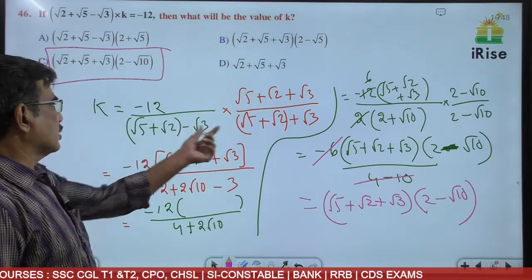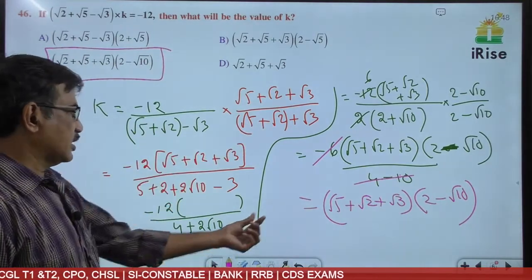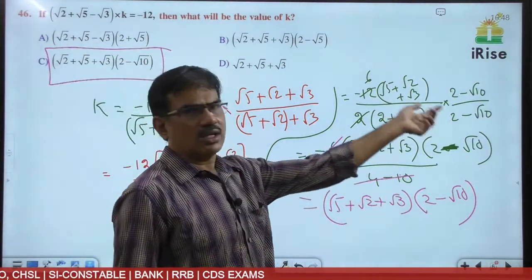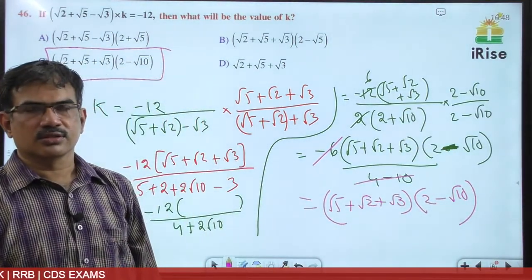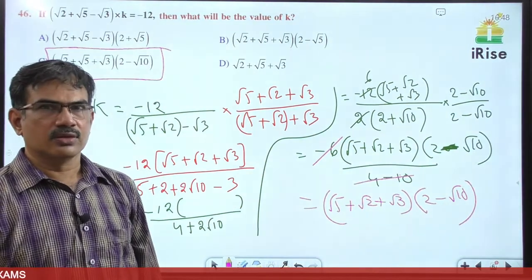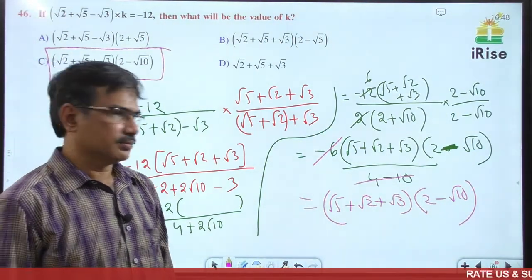Okay, just first rationalize like this. After getting 2 plus root 10 in the denominator, again 2 multiplied and divided by 2 minus root 10 gives the answer. Okay, next.